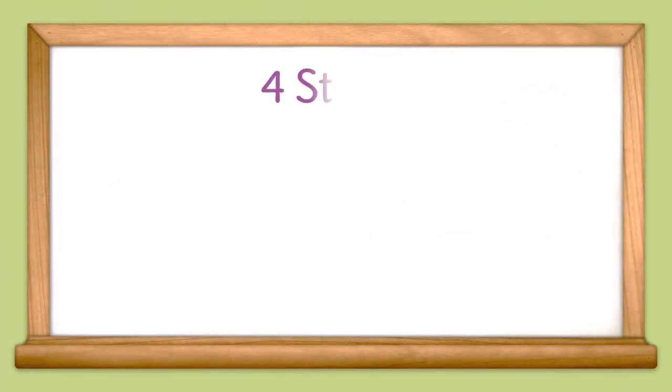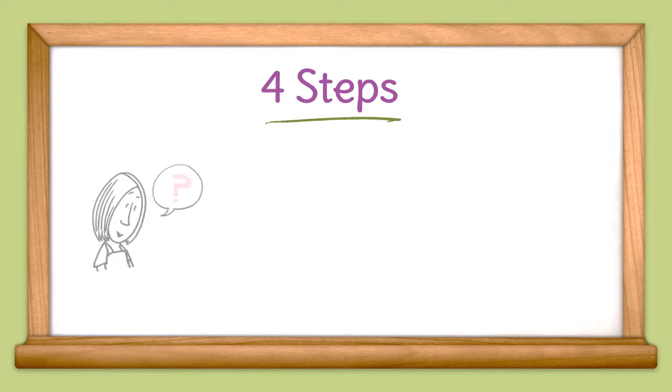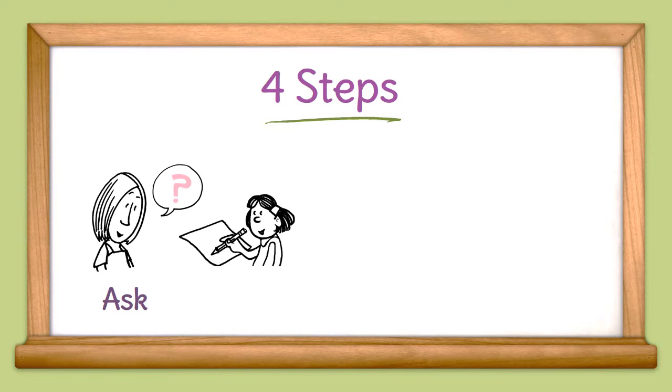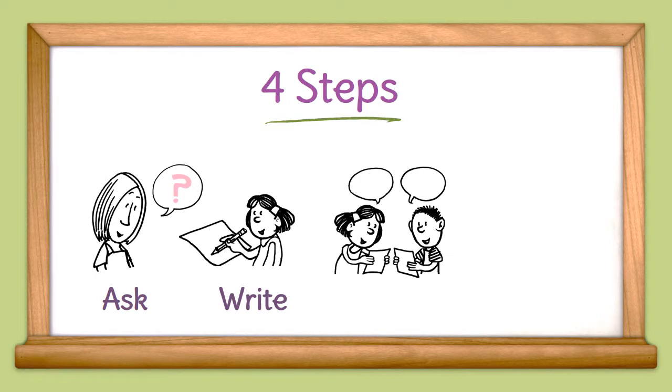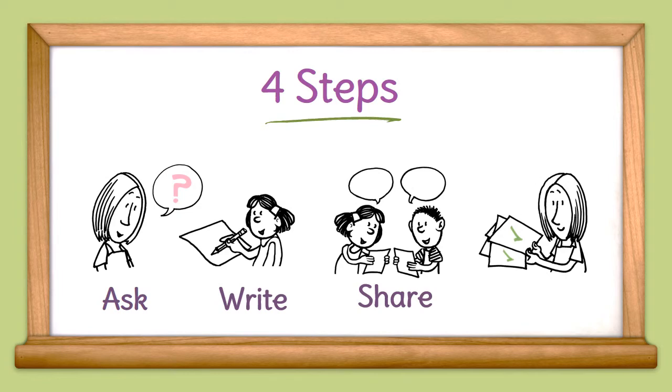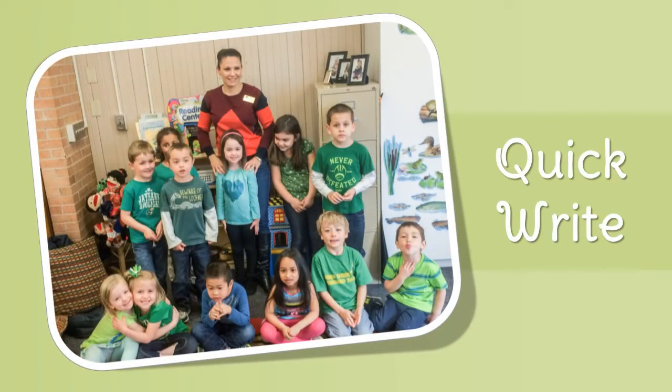To make sure you remember these 4 steps, it is helpful if you say them out loud. Let's go over them again, and you can name each step aloud. What was the first step? That's right. The first step is ask. And the second step is? Very good. It's write. The third step is? Share. Good job. And what is the fourth step? Evaluate. That's right. Now that you know these 4 easy steps, whenever you want to make sure your students understand what you have taught them, you can do a quick write.